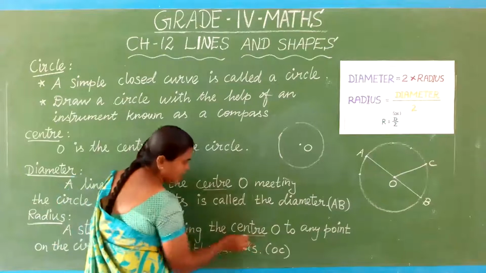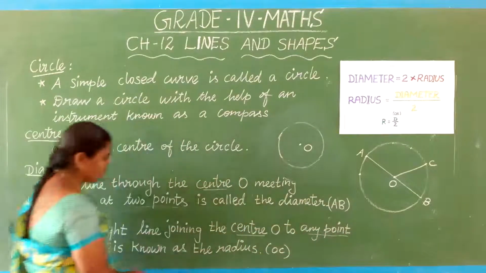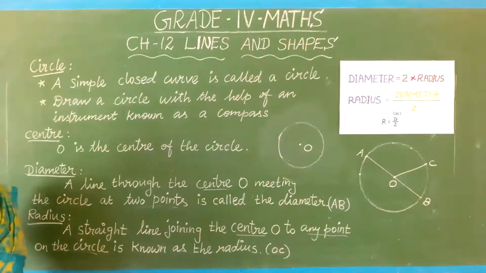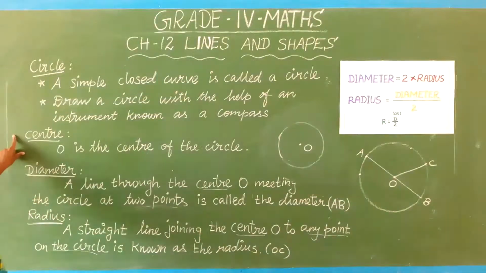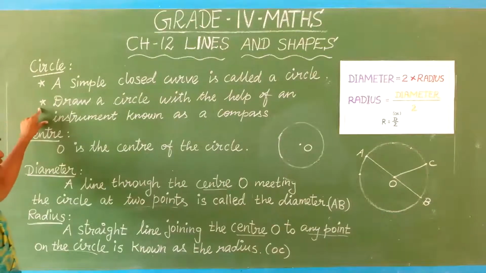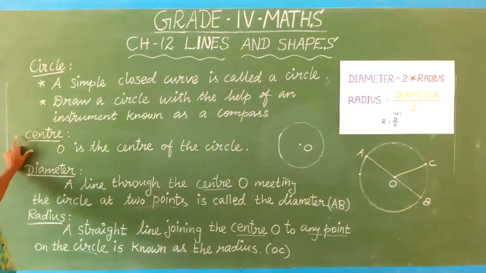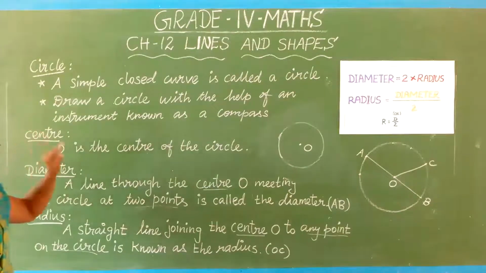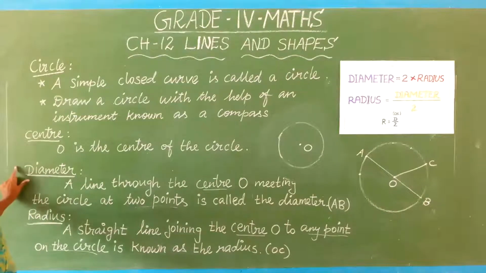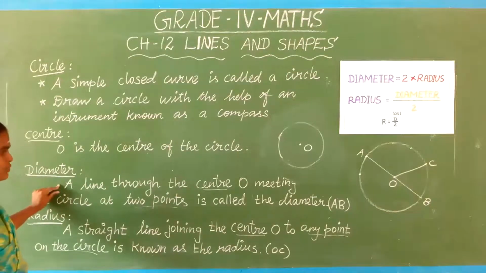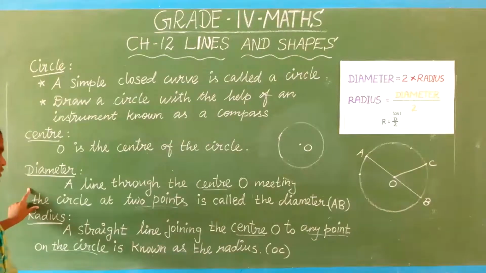Center and any point on the circle. A circle means a simple closed curve. Draw a circle with the help of an instrument known as a compass. O is the center of the circle. Diameter: a line through the center O meeting the circle at 2 points is called the diameter.